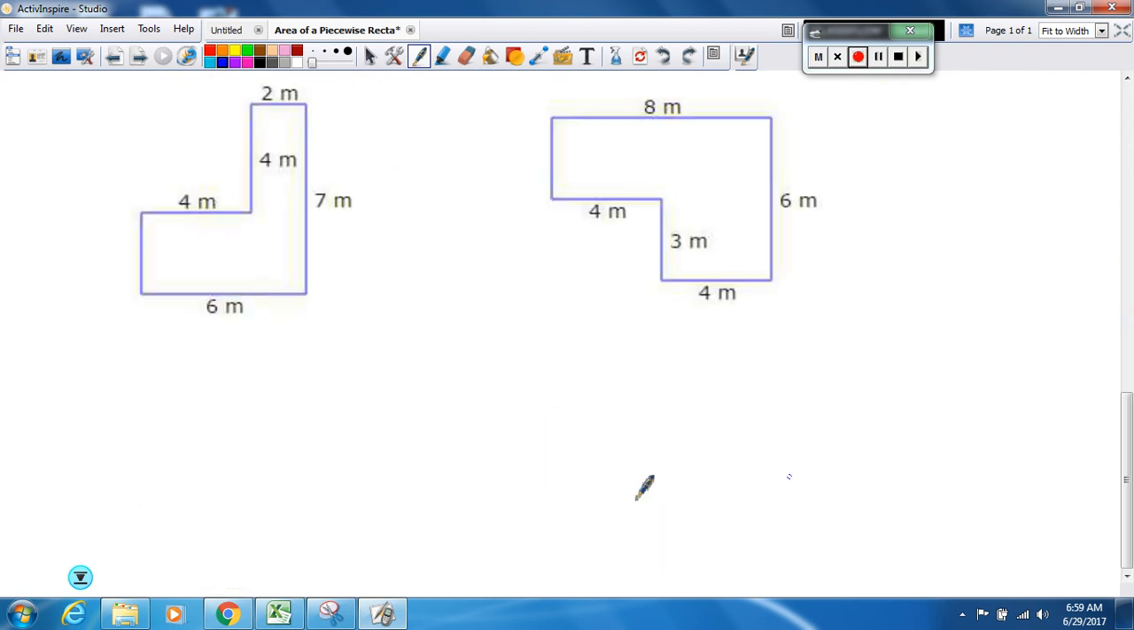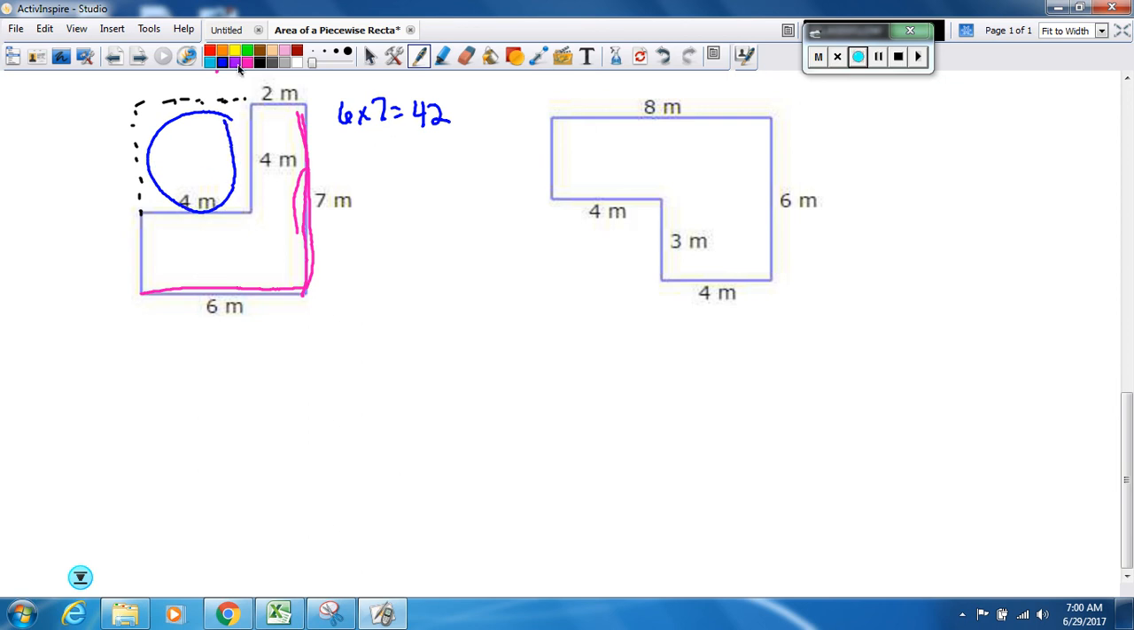Okay, on the next shapes, let's see if we can see our big rectangle. And we're also going to see if they gave us the information that we need. Okay, so for the big one, they gave us the length and they gave us the entire width. So they gave us on this one everything we needed. So 6 times 7 equals 42.